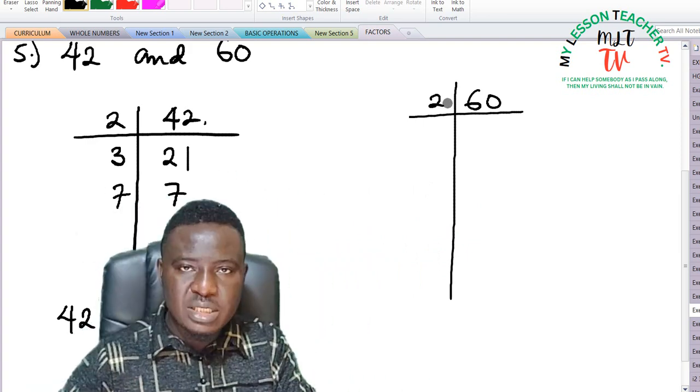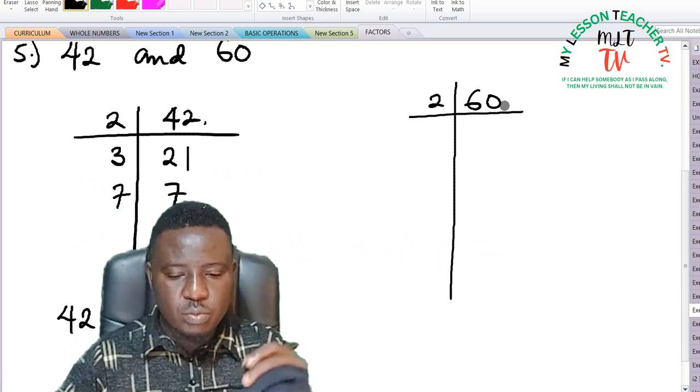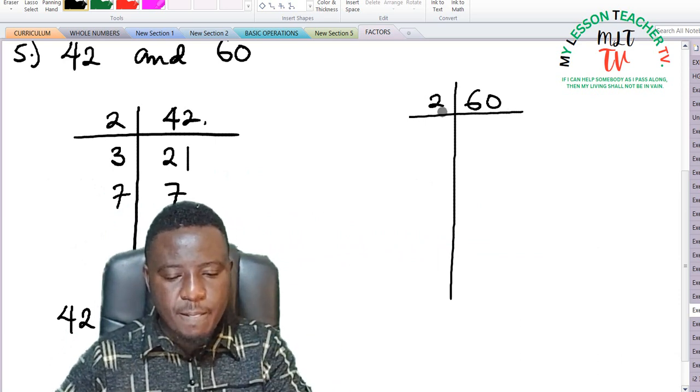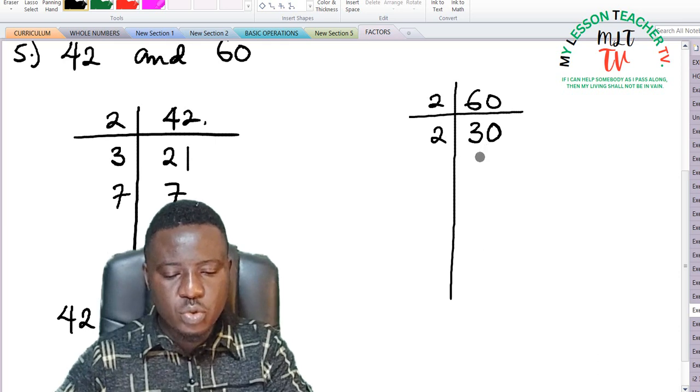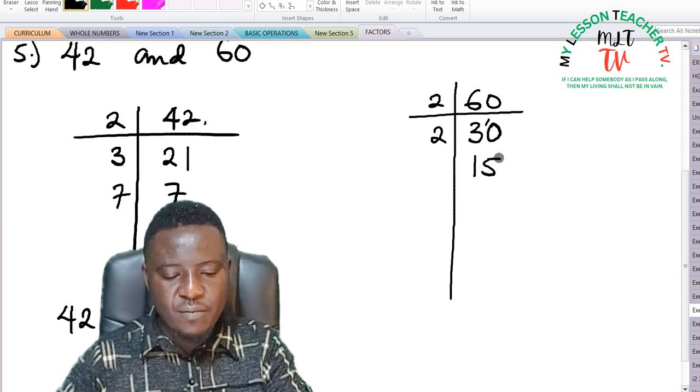Starting with 2, 60 is divisible by 2 because 0 is divisible by 2. 2 into 6 is 3, and 2 into 0 is 0. 2 is still divisible for the same reasons. 2 into 3 is 1 remainder 1. 2 into 10 is 5.